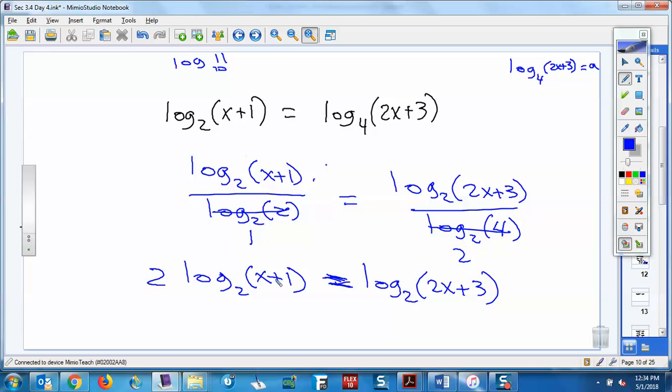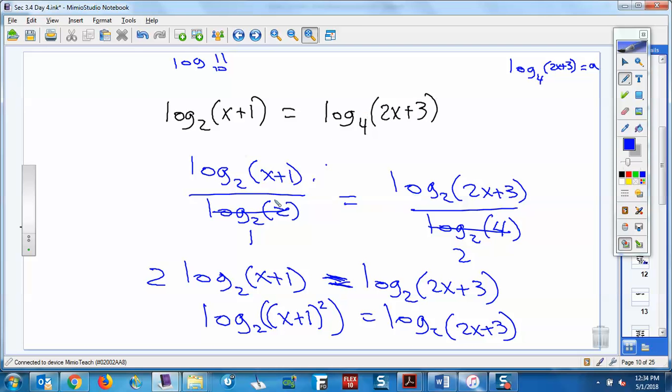Okay, now we can't set those equal to each other because we've got this 2 sitting here. What can we do with that 2? Yeah, power. We can bring that in as a power. Remember, any number in front of a log can come in as a power. So now we got log base 2 of x plus 1 squared, right, equals log base 2 of 2x plus 3. So that was a way, using the change of base formula, that we could get it all to be the same base. Now, what's x plus 1 squared?